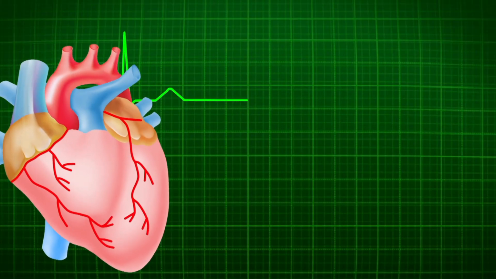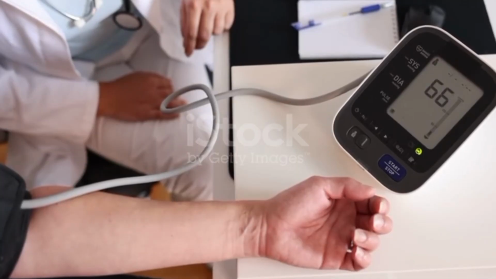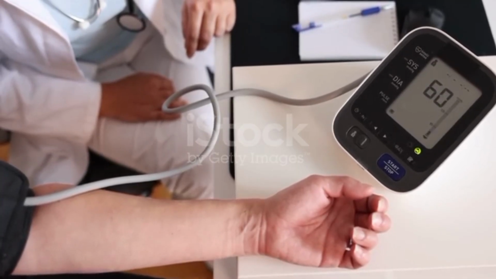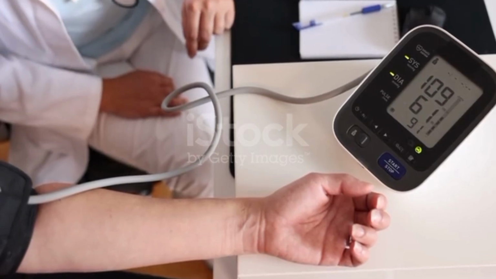Generally, two numbers are recorded when measuring blood pressure. The highest number, which is known as systolic pressure, refers to the pressure inside the artery when the heart contracts. It pumps blood throughout the body. The lower number, which is also known as diastolic blood pressure, refers to the pressure inside the arteries when the heart is at rest and is filling with blood.